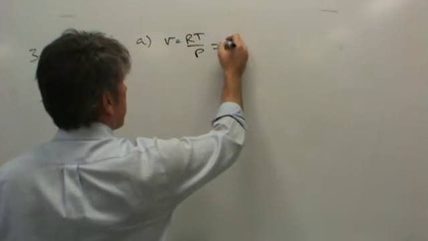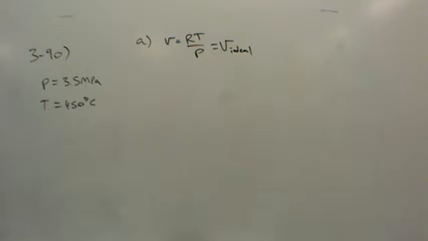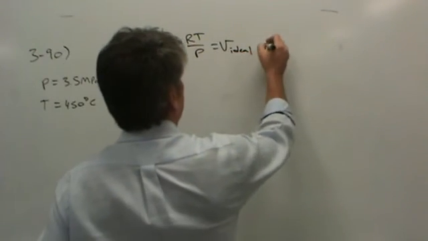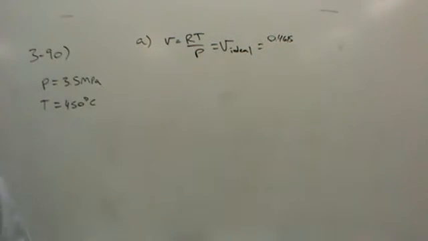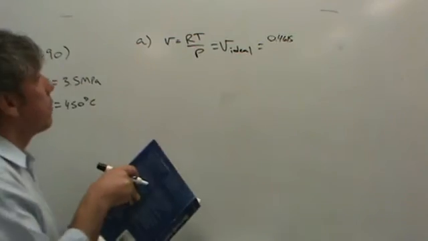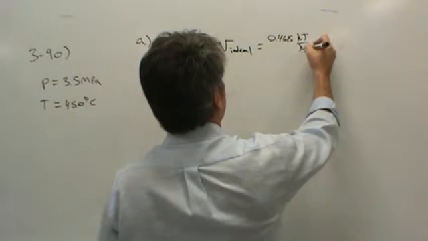Now understand that this is the ideal specific volume. So we need the gas constant for water. Let's go look it up in the appendix. It looks like the gas constant for water is 0.4615. Everybody see that? You got that from that front table? First table, page 908. 0.4615 kilojoules per kilogram per Kelvin.